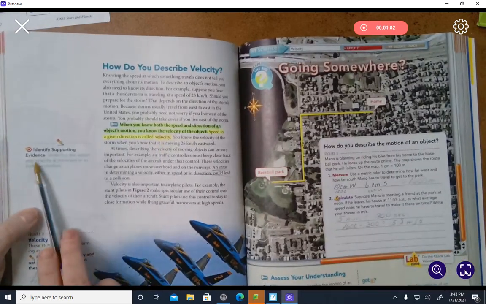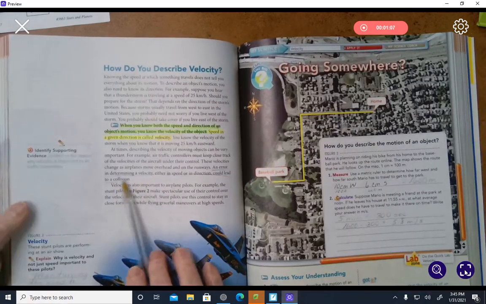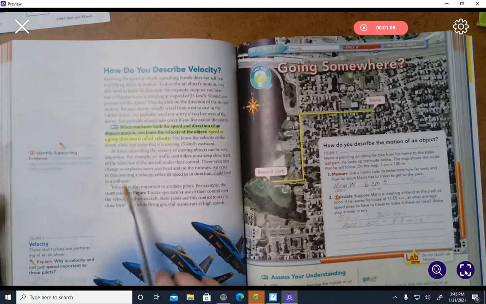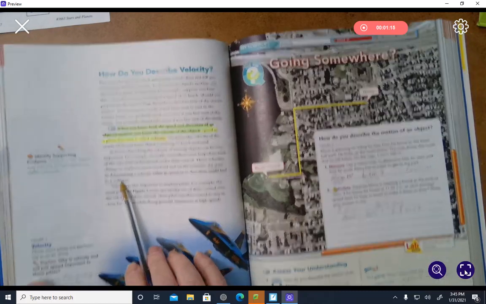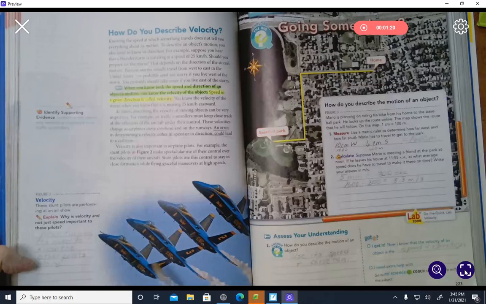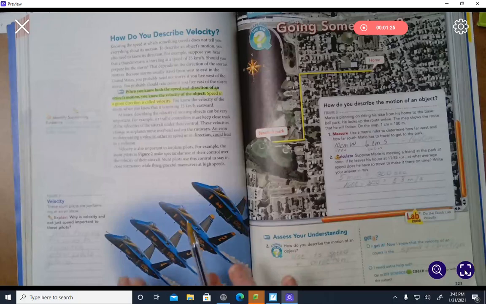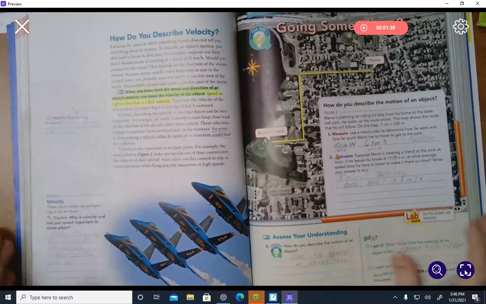If you identified the supporting evidence for why velocity is important, that an error in determining velocity could lead to a collision is what I underlined. Same thing with this one down here. Why would velocity be important? I believe these are the Blue Angels, and they fly apart and they fly together, and they fly relatively close. And with one mistake, somebody goes left instead of right when they're supposed to. Once again, there could be a collision.